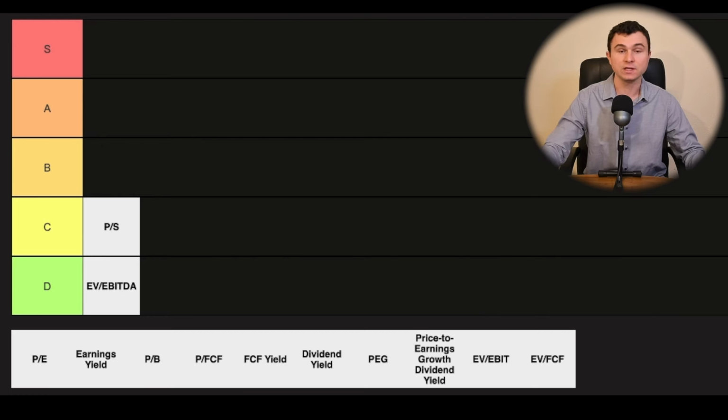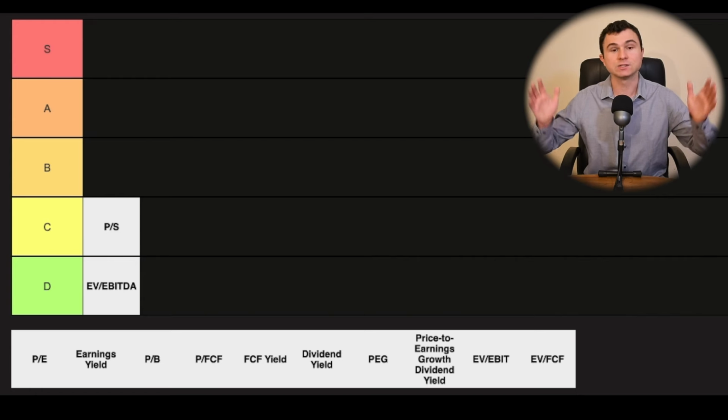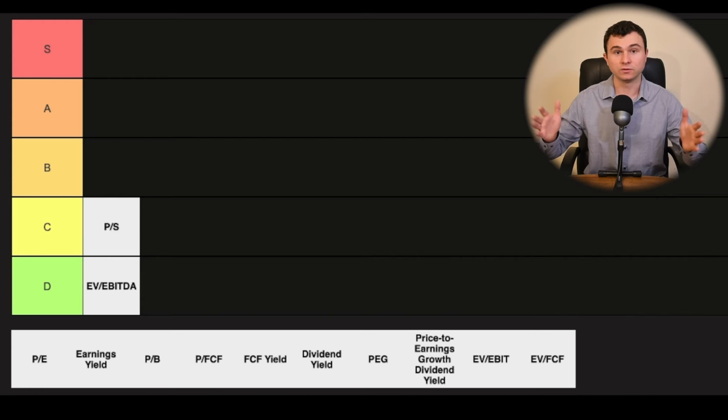And for the EV, if you don't know what that means, that's enterprise value. So that's the size of the company, and you take into account the debt level. So you can say that's quite good, but the EBITDA part of the ratio puts this ratio in the D category.